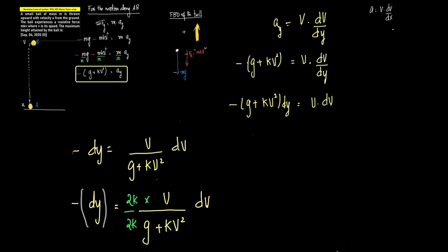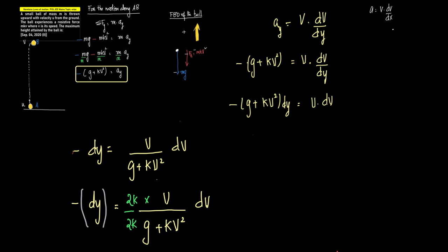Now a little bit of algebraic manipulation. We'll focus on the denominator. Why? I'll tell you. The variable is v here. So what is the coefficient of v square? It is k. So what I'll do is I'll multiply 2k on the numerator and 2k on the denominator. Why? Now being a student of JEE Mains, this question shouldn't come into your mind.